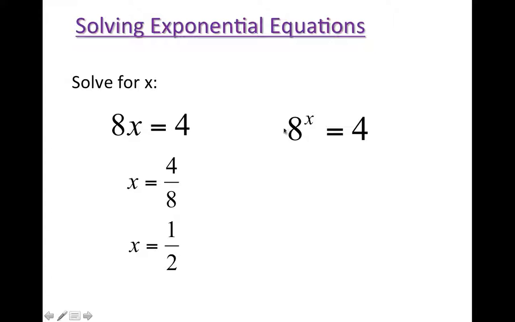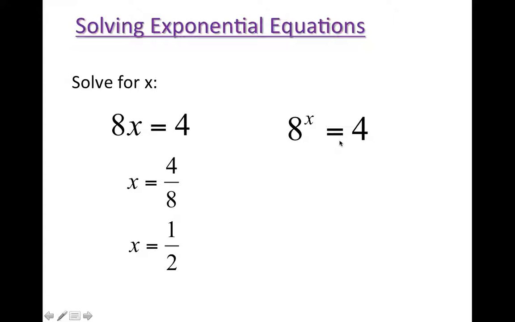That was a linear equation. This is, whoa, what's going on here? This is called an exponential equation because the exponent is a variable. This one was easy to solve. This one, well, how do you solve it? How do you figure out what x is? This is kind of strange.